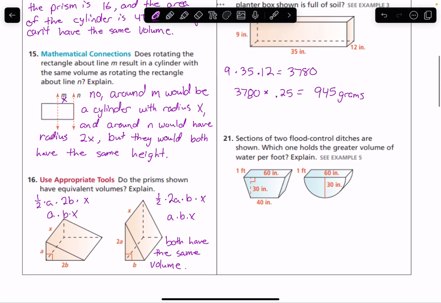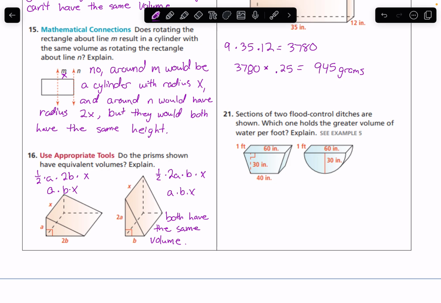Number 21, sections of 2 flood control ditches are shown. Which one holds the greater volume of water per foot? So this first one is a trapezoidal prism. Got a trapezoid base. So to find the area of the trapezoid base, we're going to say we've got the top base 60 plus the bottom base 40 over 2 multiplied by the height of the trapezoid, which in this case is 30 inches. So that area is going to be 1,500 inches squared, the area of a cross section.